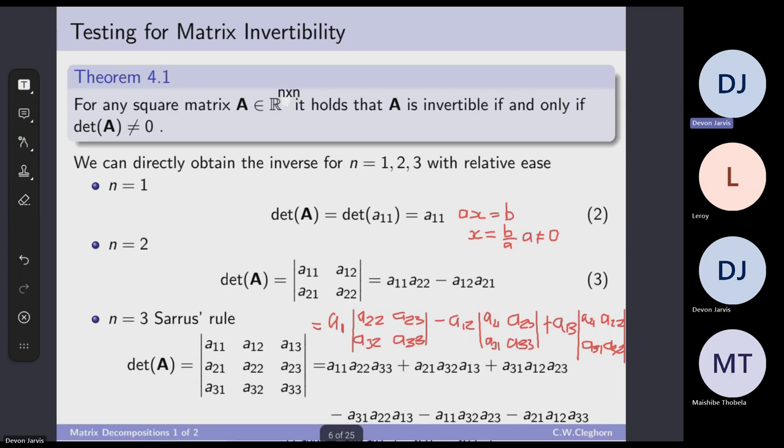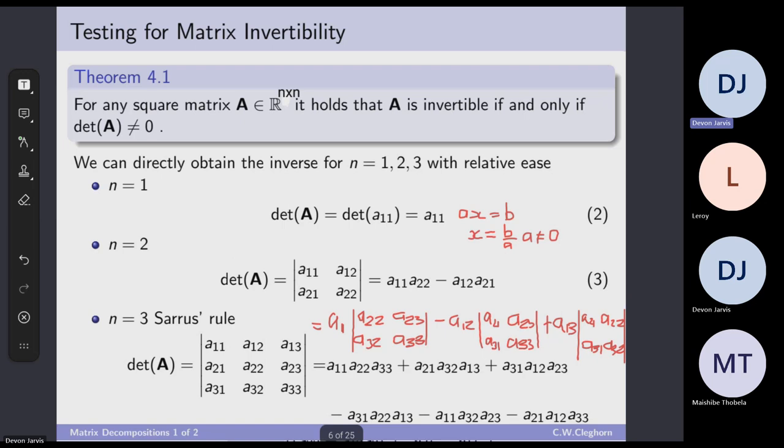So testing for invertibility. For any square matrix, it holds that A is invertible if and only if your determinant is non-zero. So you can directly see this in the n equals 1, 2, 3 cases. For obviously 1D, if A is 0, then you obviously can't divide by A. Okay, and I've drawn that on the right-hand side there. But that's just a scalar value that's obvious from normal algebra.